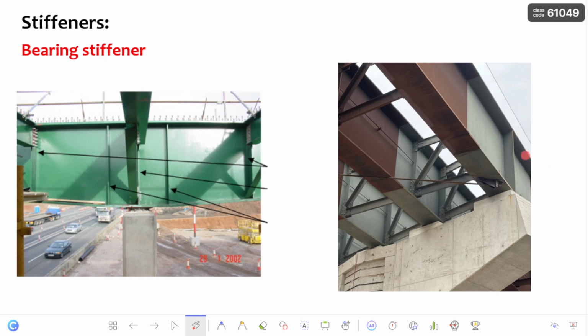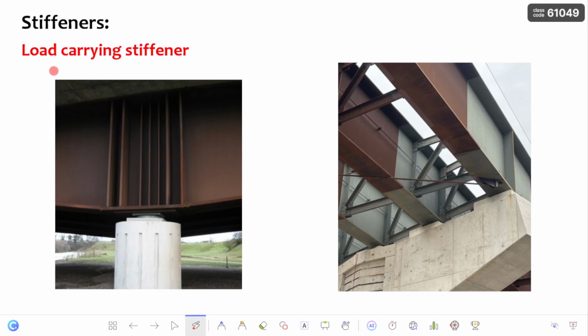And here you can see these are also bearing stiffeners, provided at the support locations due to the heavy concentrated load actions. And these bearing stiffeners are generally provided to arrest the crushing and also the buckling of the web at heavy concentrated loads. Next, coming to the load carrying stiffener.